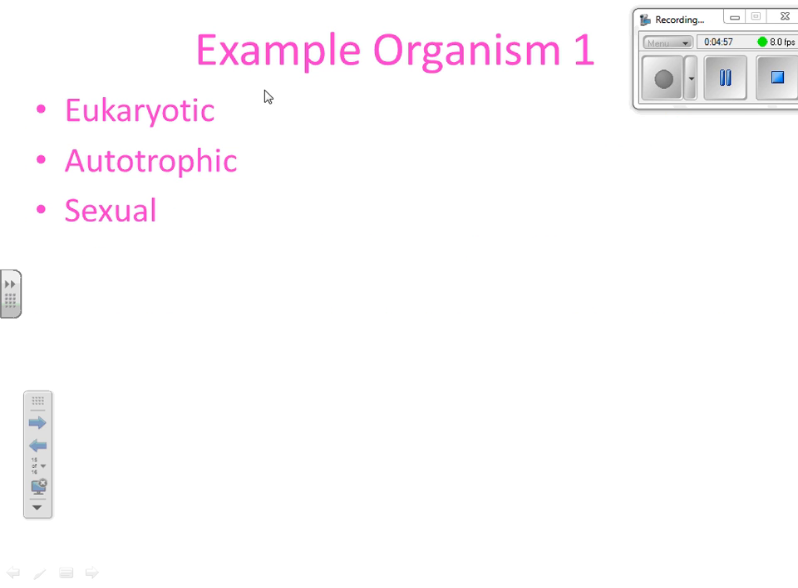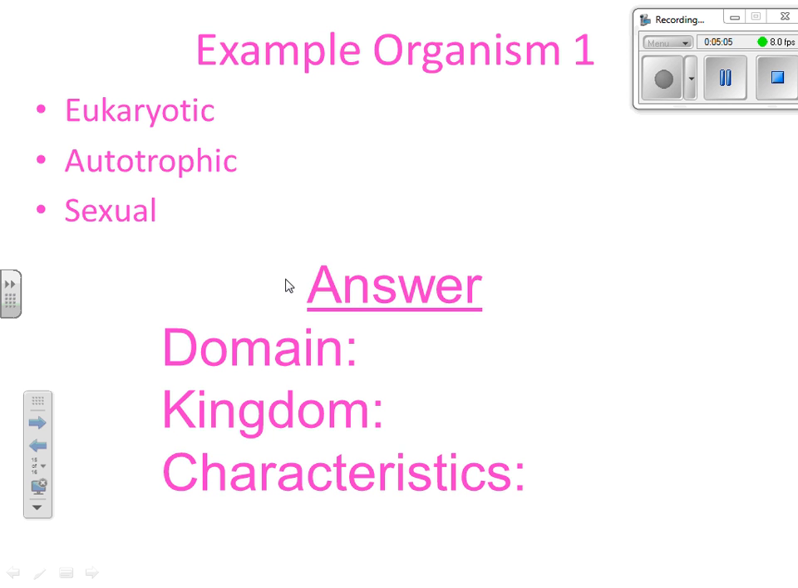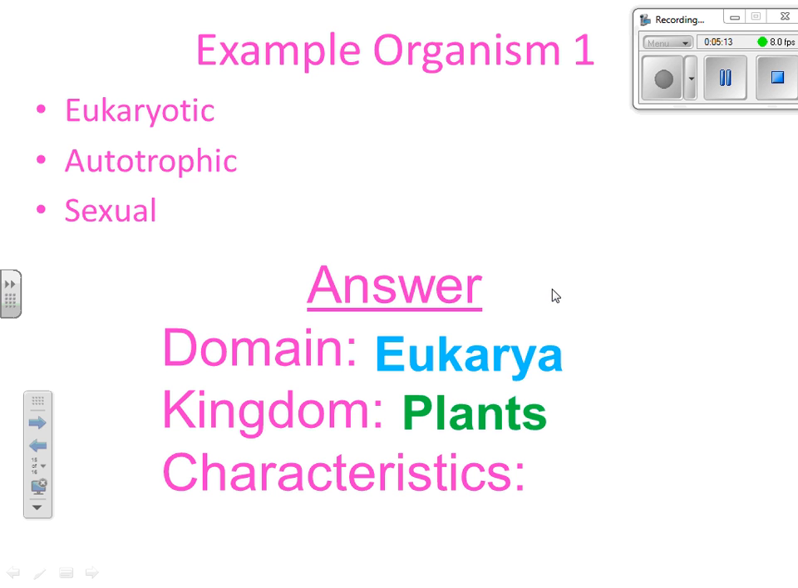This example organism is eukaryotic, autotrophic, and sexual. Since it's eukaryotic, it's found in the domain Eukarya. Since it's autotrophic, that tells me plants. And so I'm going to know my other missing characteristic is multicellular.